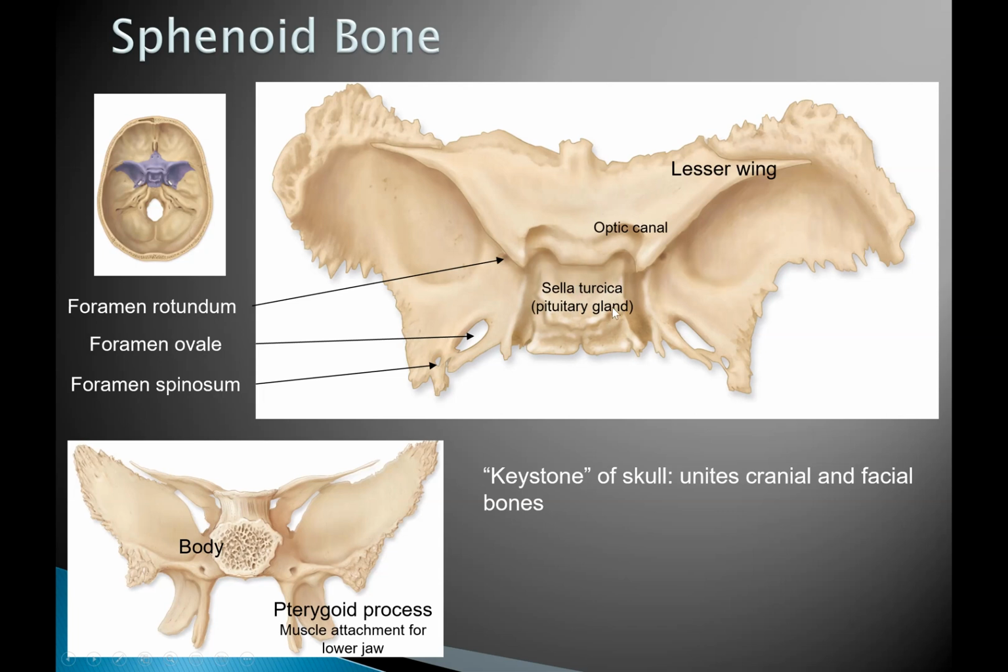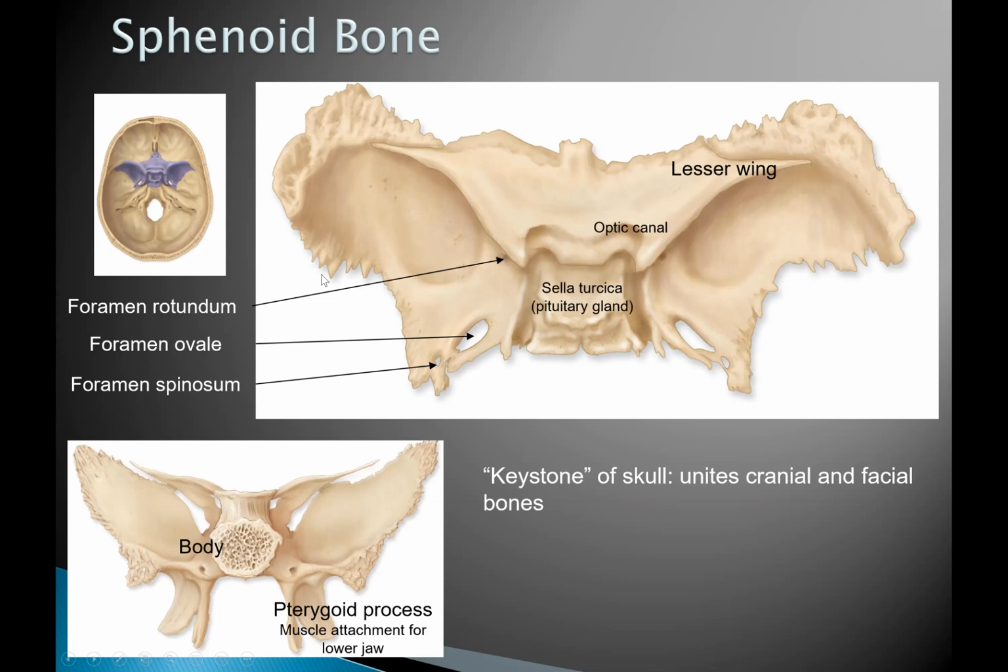And then right in the center of the sphenoid bone is a little chair. Right here, there's a little chair. This is known as the sella turcica. And that chair is where your pituitary gland will sit from your brain. The pituitary gland is very important for growth hormones, and a lot of your sex hormones come out of your pituitary gland. So that pituitary gland needs to be protected, and it sits in this little chair called the sella turcica of the sphenoid bone. It's right in the middle of the sphenoid bone right there. That's the sella turcica.